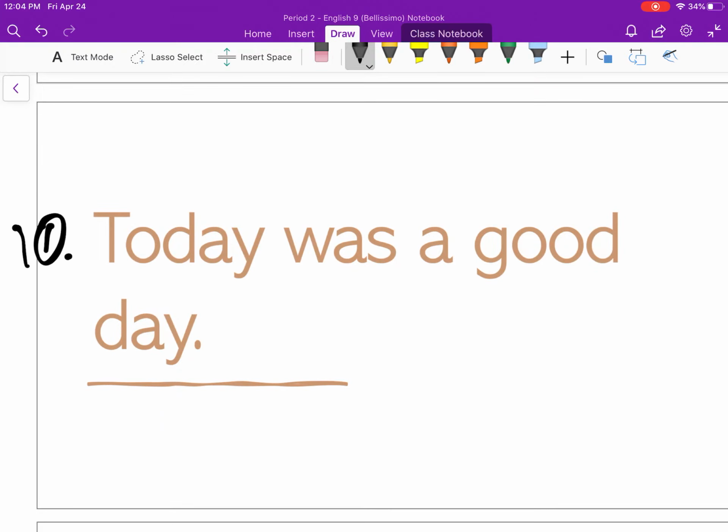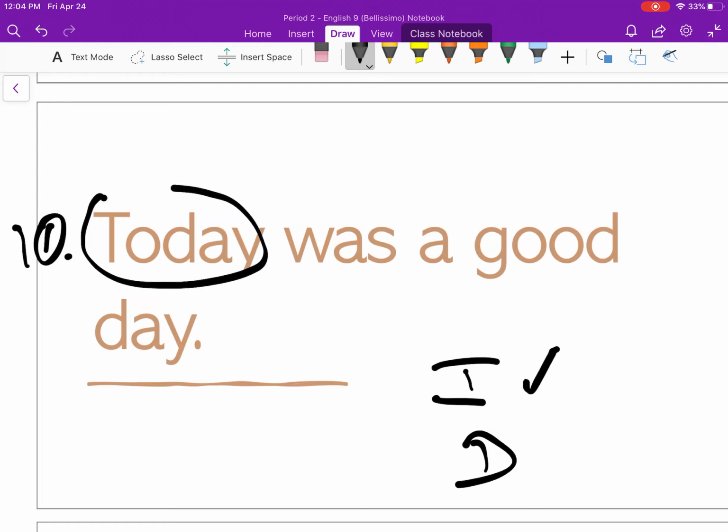Today was a good day. Is this independent or dependent? Find your verb. Find your subject. Ready? Independent. I know I've been using I a lot. This one's a little bit different. Today is our subject. And then to be, right? In our past tense was.